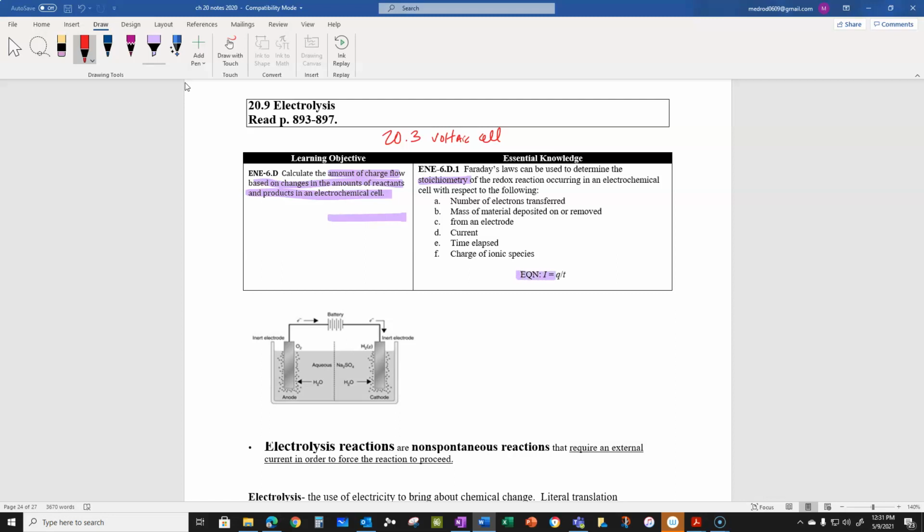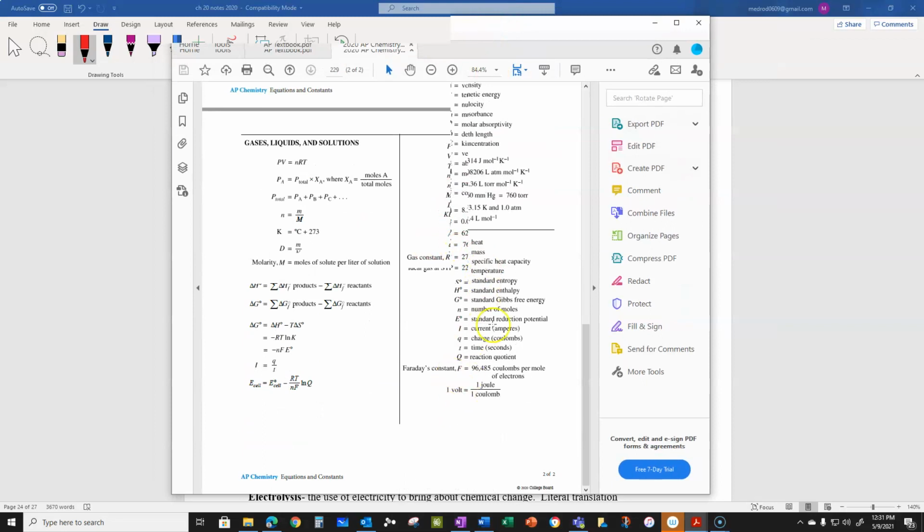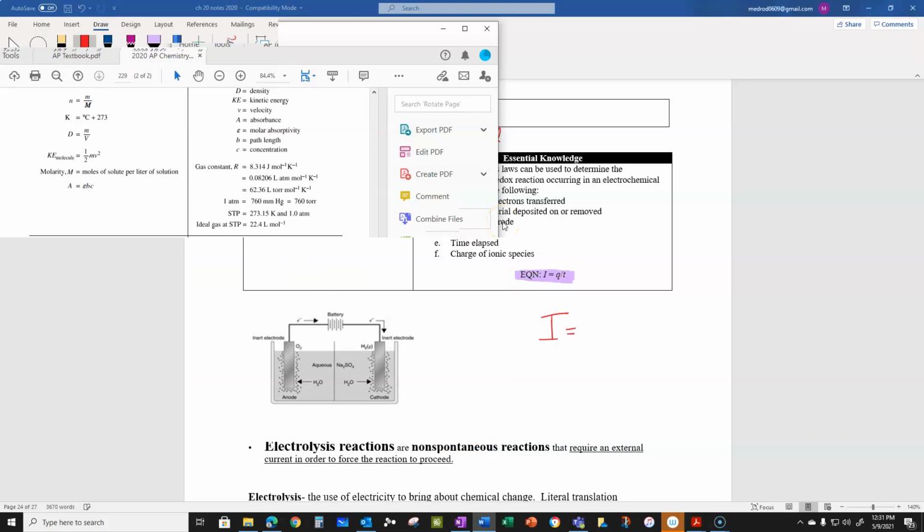Now, you have this equation right here, okay? And let me bring up the equation sheet. Right here, the very end. Okay, notice it says capital I. I is called current in amps. Okay, I'm going to write that down. I is current, and capital A for amps.